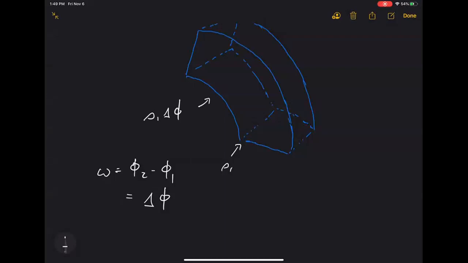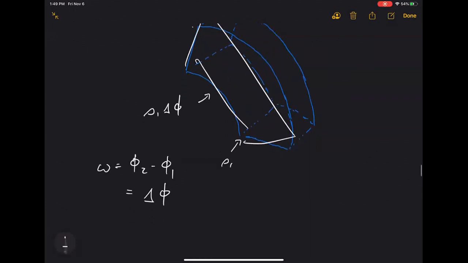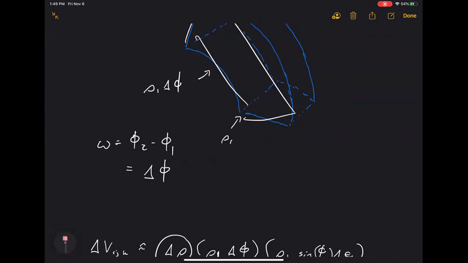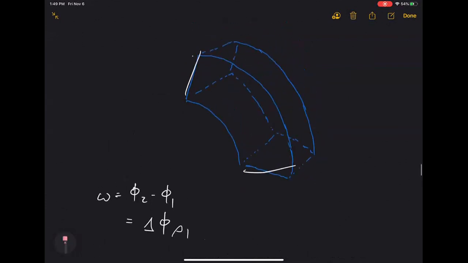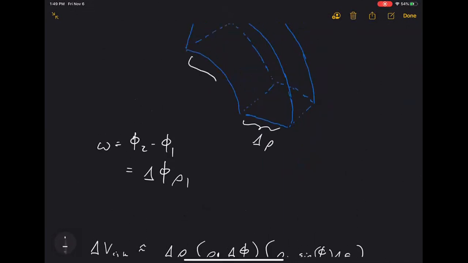Now, we're kind of making this a box, and this box is a little weird because it's got two different lengths, like this side is one length and this side is another length. We're just going to use this shorter side, this inner side. That's why I'm writing it as phi 1. So let's see, we've said this side is delta rho. This side is delta phi times rho 1, or that is rho 1.